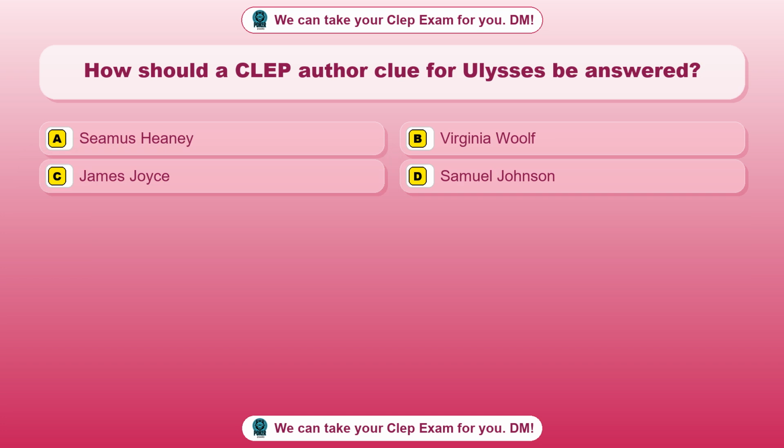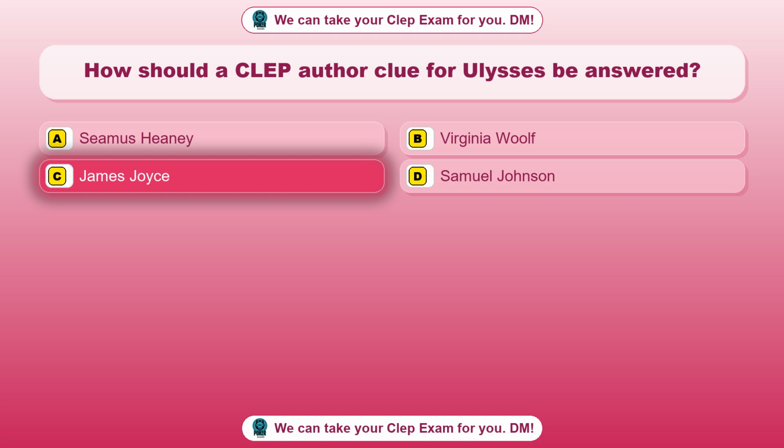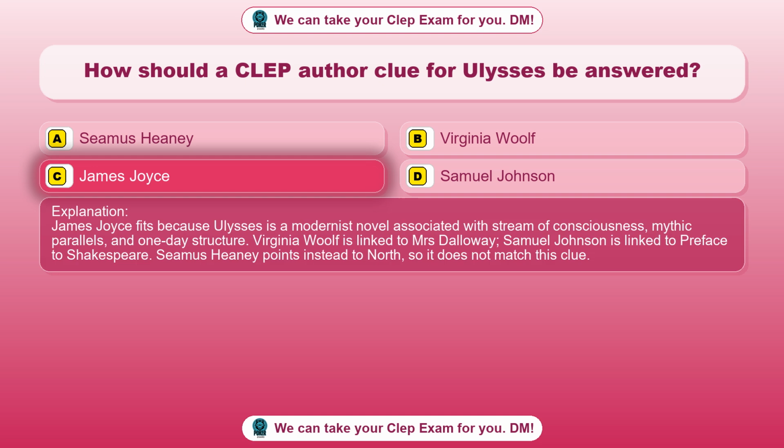Question 93. How should a CLEP author clue for Ulysses be answered? Option A, Seamus Heaney. Option B, Virginia Woolf. Option C, James Joyce. Option D, Samuel Johnson. The correct answer is option C, James Joyce. James Joyce fits because Ulysses is a modernist novel associated with stream of consciousness, mythic parallels, and one-day structure. Virginia Woolf is linked to Mrs. Dalloway. Samuel Johnson is linked to Preface to Shakespeare. Seamus Heaney points instead to North, so it does not match this clue.